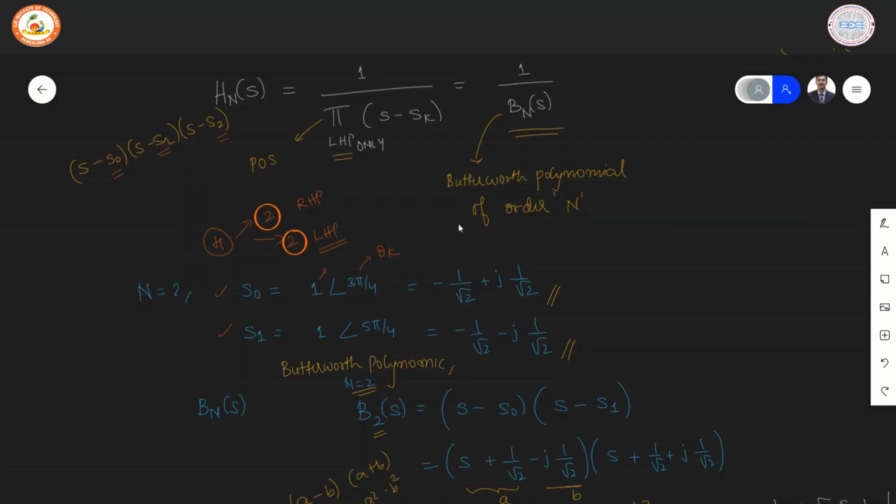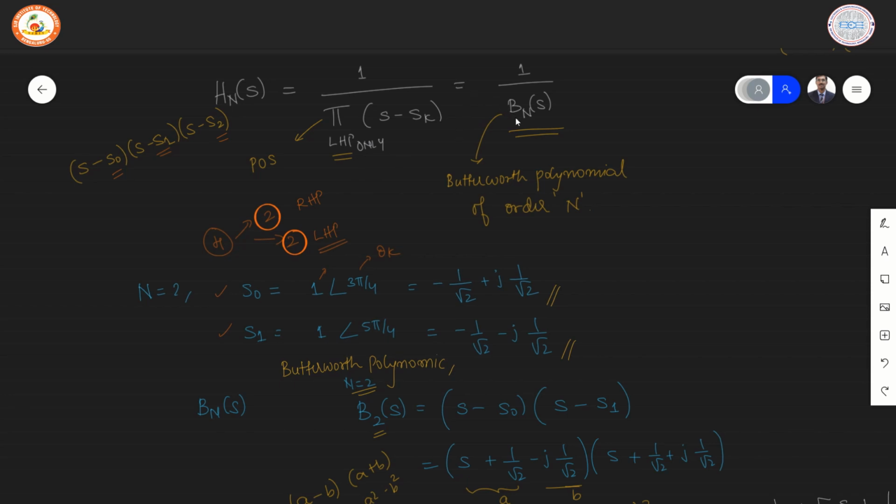Let us consider determination of the Butterworth polynomial for a particular example when the value of order is equal to 2. We are aware that the transfer function for a normalized filter can be represented as Hn of s is equal to 1 divided by the product of s minus sk, where sk is the poles in the rectangular form. We favor only the left half poles because they are considered to be stable.